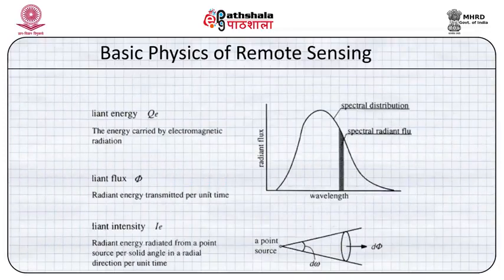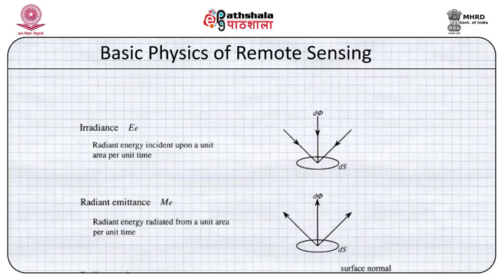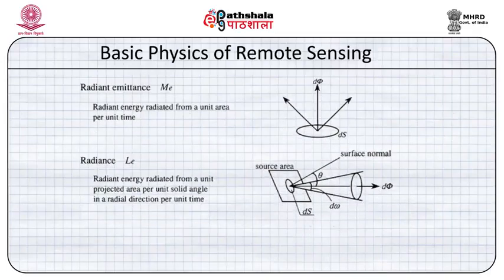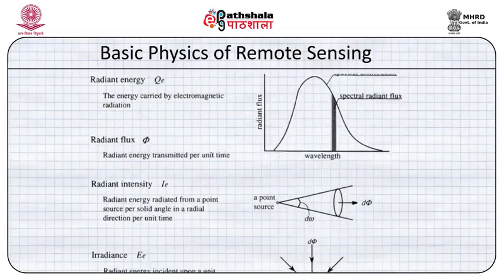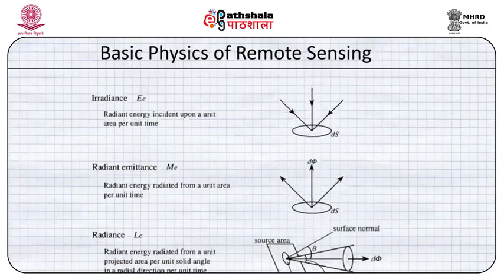So, friends, what I have explained before in short, that is radiant energy, radiant flux, radiant intensity, irradiance, radiant emittance and radiance, can be clearly shown through the diagram in figure 9, which gives you a comparative understanding and comparative analysis of the terminology used in the physics of remote sensing.